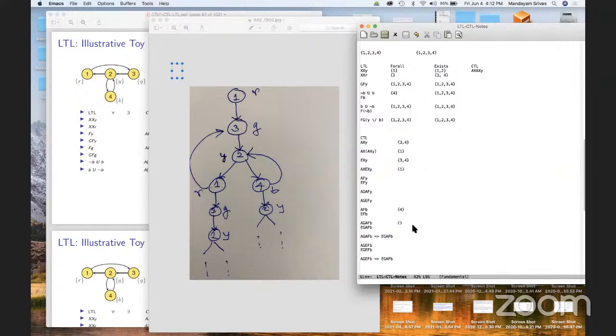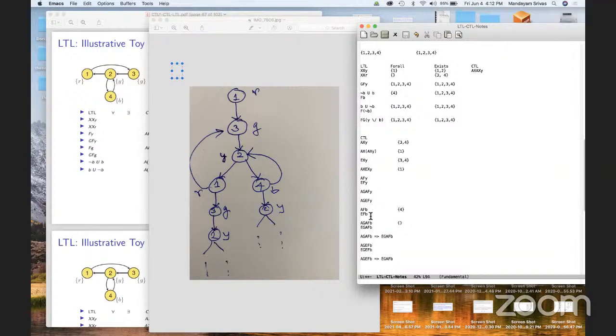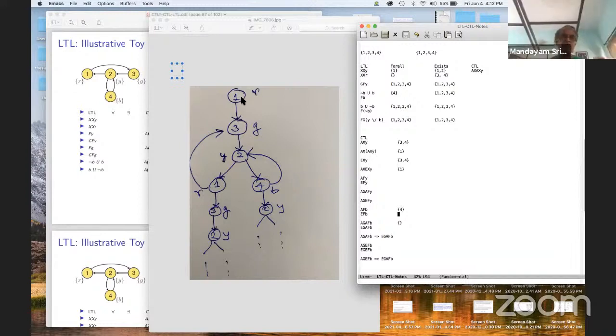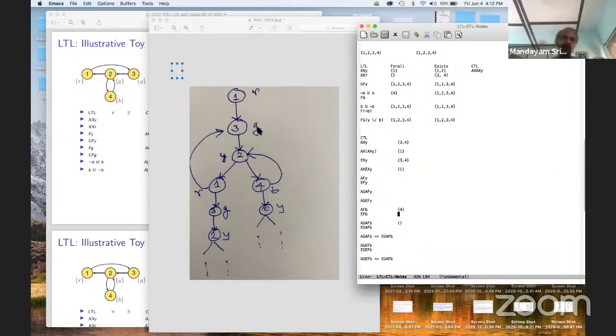Okay. So next is EF of B. I think for this, all the nodes will satisfy. Correct, because there exists a path that ends up visiting 4 and then ends up there. There is always that path from every state that visits it. So this is 1, 2, 3, 4.